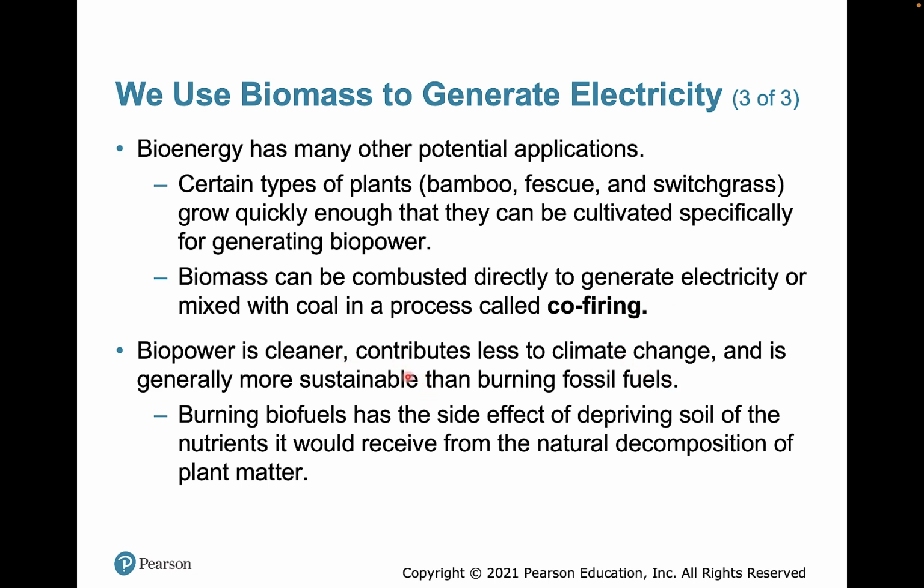In terms of impact of biomass, it contributes less to climate change, and typically it's more sustainable than burning fossil fuels because you can always grow more fescue or bamboo or corn or whatever. But the downside of it is that when you cut these plants and grow them and use them for fuel generation, you deprive the soil of the natural decomposition and the putting of those nutrients back into the soil that would happen if the plant were to naturally die.